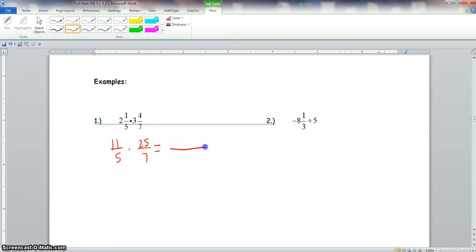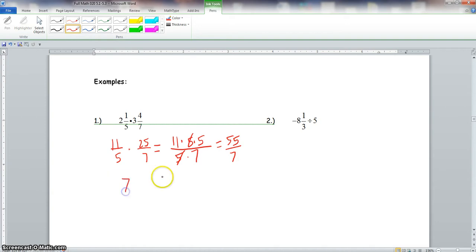Now we multiply again. We will write the prime factorization of these numbers here. So we will have 11 times 25. Prime factorization is 5 times 5. And we know 5 is prime, and we also know 7 is prime. So these 5s simplify out, and that leaves us 55 over 7. Now remember, the directions told us, if we can, to change this back to a mixed number.